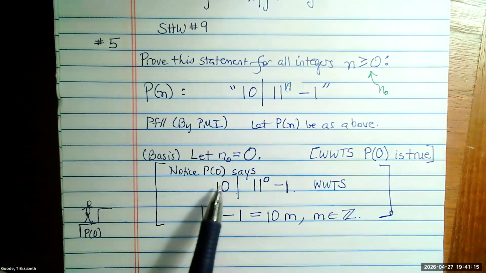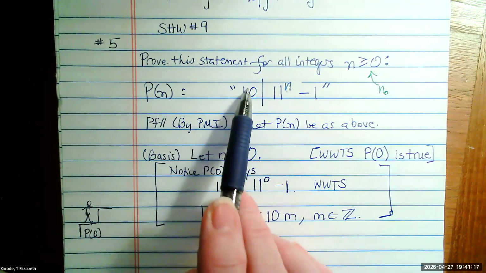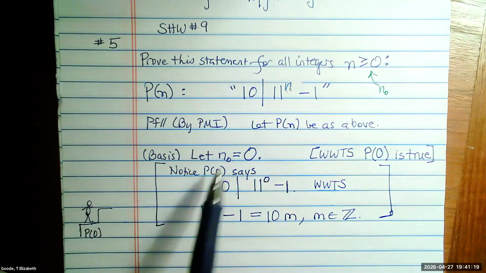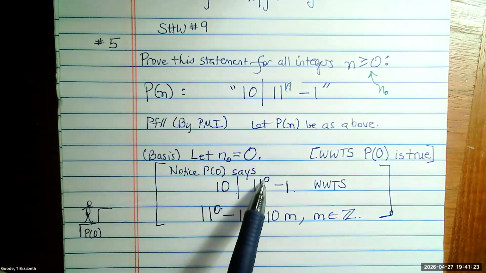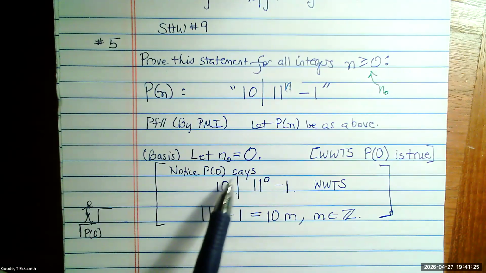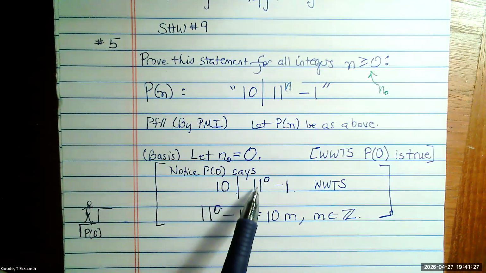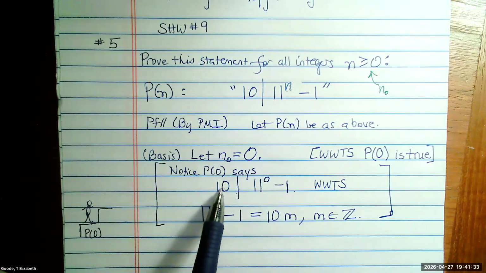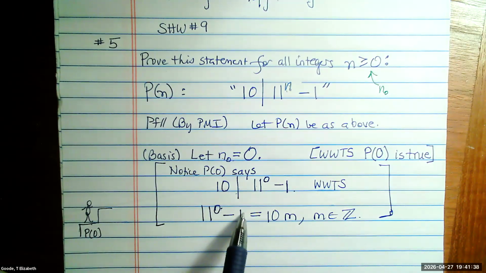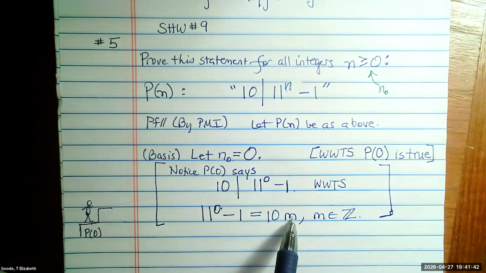So when we are saying we want to show, if this is P of n and we know P of 0 is what we get when we just plug in a 0 for the n, we want to show 10 divides into 11 to the 0 minus 1. What do we really wish to show? Well, it means 10 has to be a divisor. In other words, 11 to the 0 minus 1 has to equal 10 times some whole number, some integer.